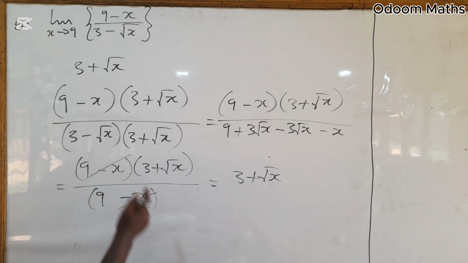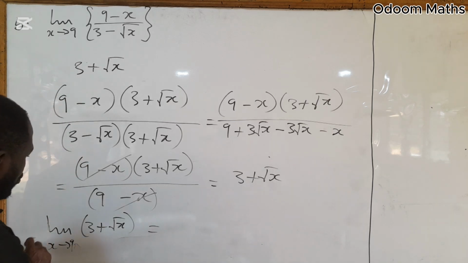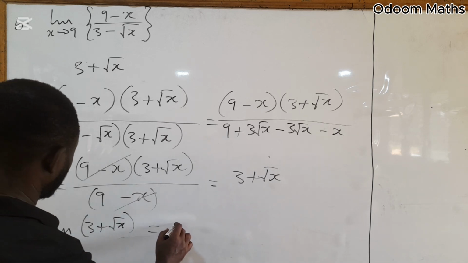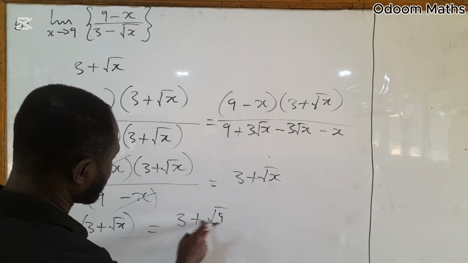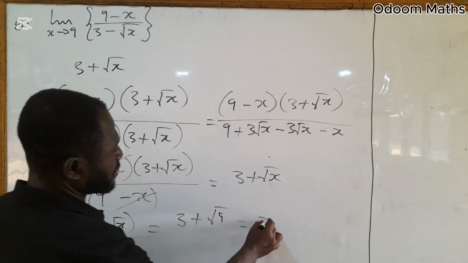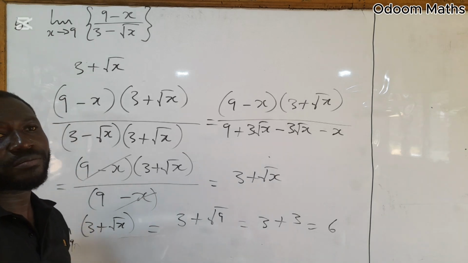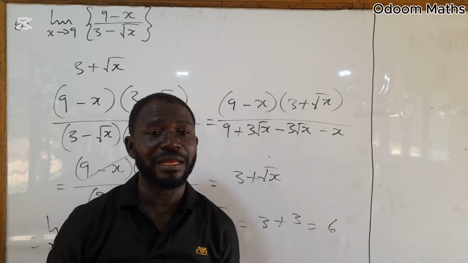So now let me invite the limits. So the limits of 3 plus root x as x approaches 9. So from here, what I need to do is just, where I see x, I'll put 9 there. So this becomes 3 plus root 9, and this is going to be 3 plus 3, because root 9 is 3. And the answer is 6. Okay. Let's go to the last two of the limits.